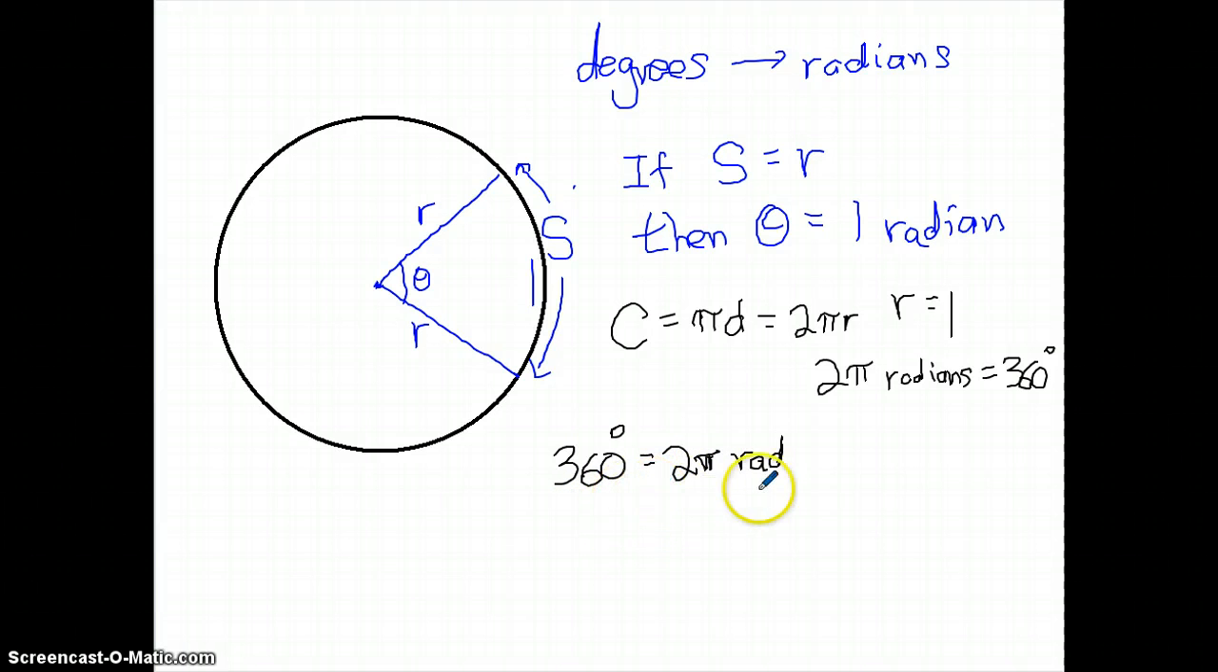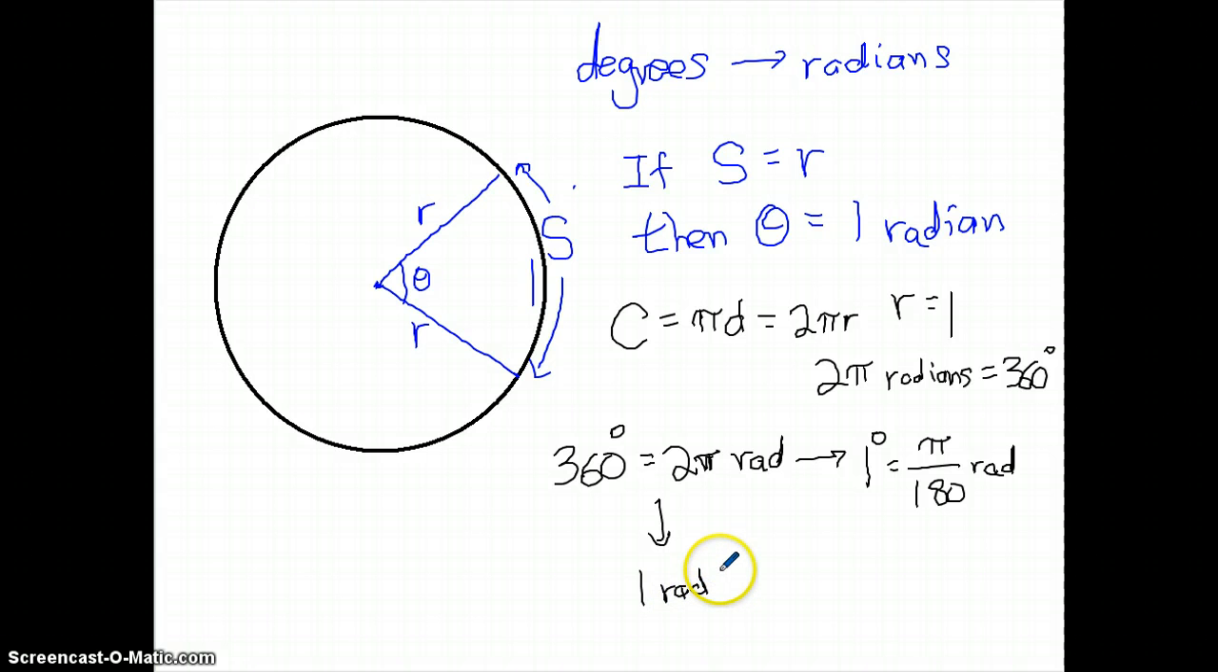Therefore, I can say two things, two conversions. I can say that 1 degree is equal to pi over 180 radians. I could also say that 1 radian, dividing both sides by 2 pi, is 180 over pi degrees. So that's the conversion you can make.